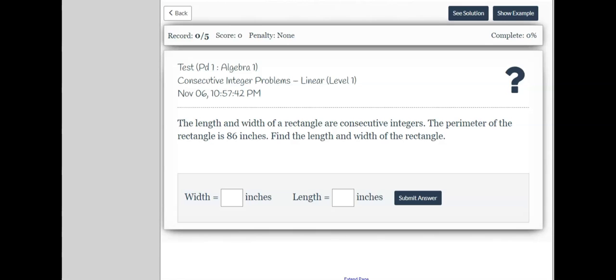As I'm reading this question, I've got to take note of a couple of things. The first one is that we're looking for consecutive integers. That means we're skip counting by 1. So we have one integer, the next integer, then the integer after that, etc. So let's see how many consecutive integers we need. The length and the width. So that's 2 separate values. The first one would be n, and the second one would be n plus 1.